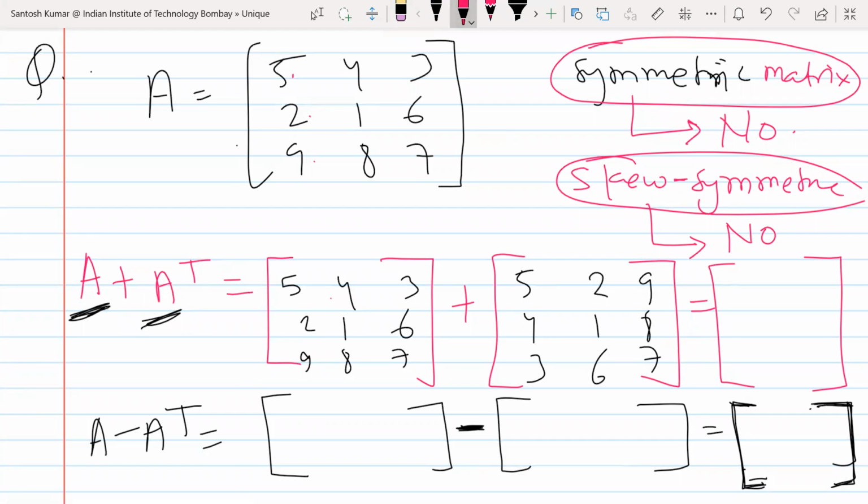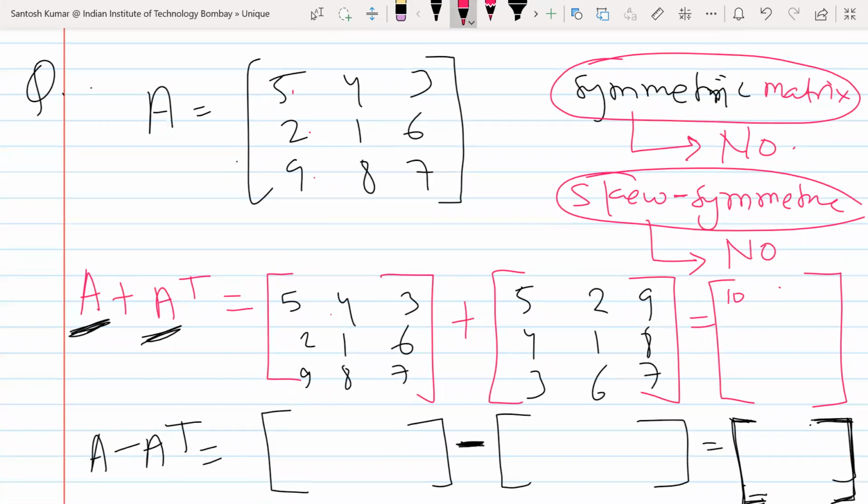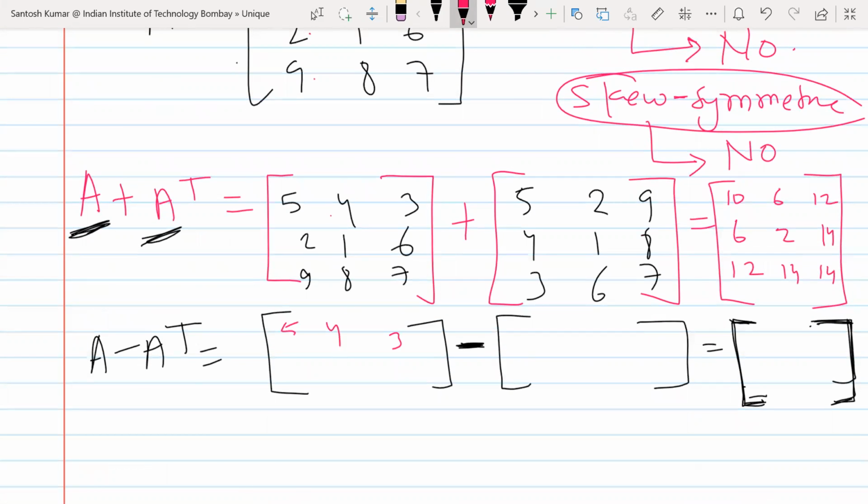You add both matrices and tell me the answer. So 10, 6, 12, down 6, 2, 14, 12, 14, 14. Okay. Similarly, you calculate the difference. So of the same matrix, right? 5, 4, 3, 2, 1, 6, 9, 8, 7, and 5, 2, 9, 4, 1, 8, 3, 6, 7. So you calculate the difference.